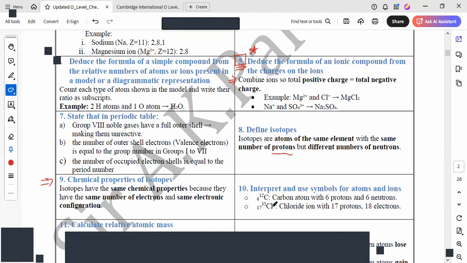And for the chloride ion: in a neutral atom, the total number of protons is equal to the total number of electrons. In an ion, if there is a negative charge, it means there is an extra electron. Originally there are 17 electrons, and the minus sign means the number of electrons will be 17 plus 1, 18 electrons. Protons will be 17 and neutrons will be 35 minus 17.